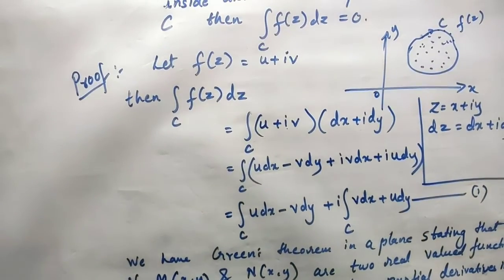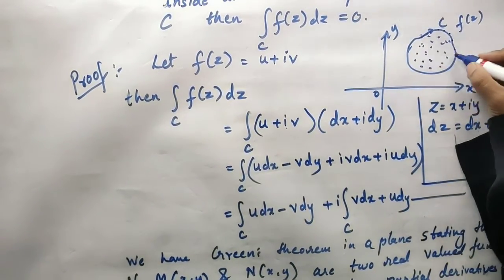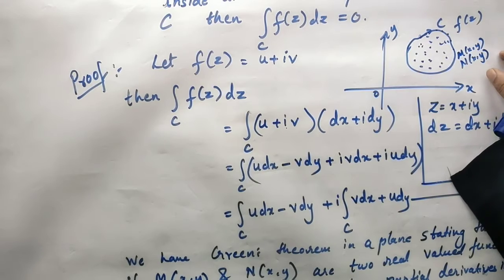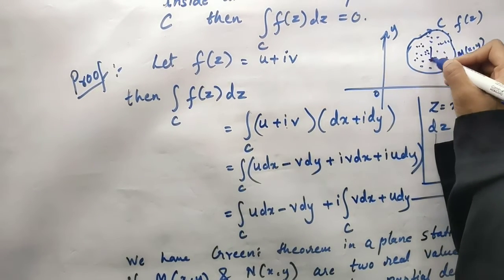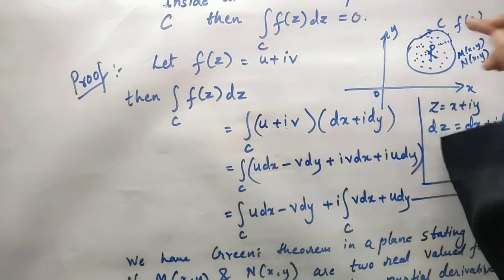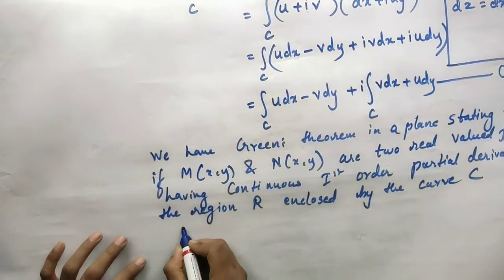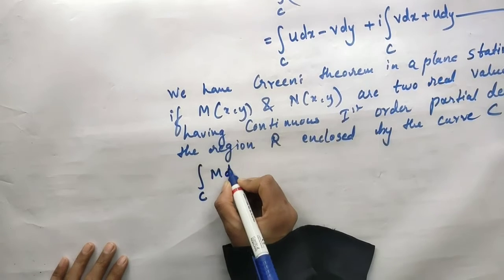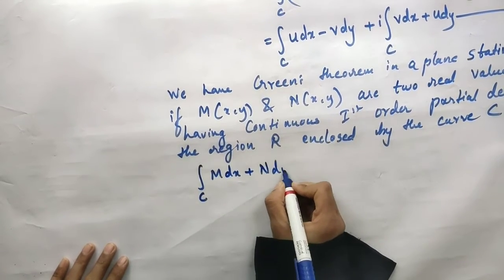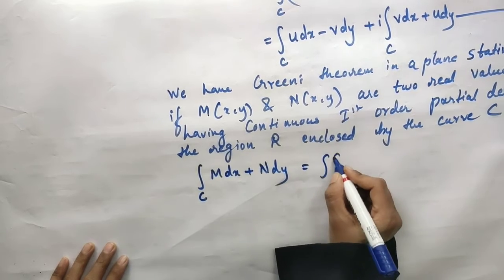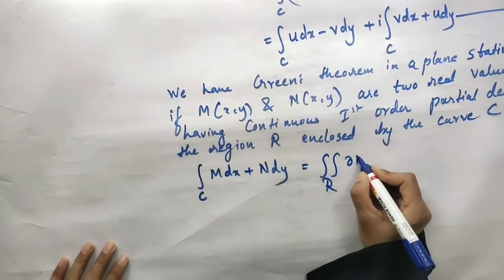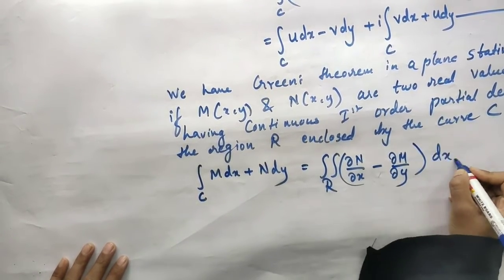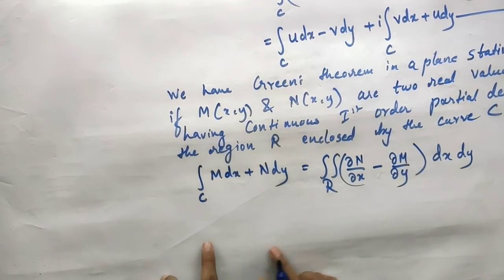That is, if you have a closed curve C and you have M of xy and N of xy both defined and having continuous first order partial derivatives in this region R, which is enclosed by the closed curve C, then it says the integration over the curve C, M dx plus N dy is equal to the double integral over the region R, dou N by dou x minus dou M by dou y, dx dy. This is Green's theorem in a plane.